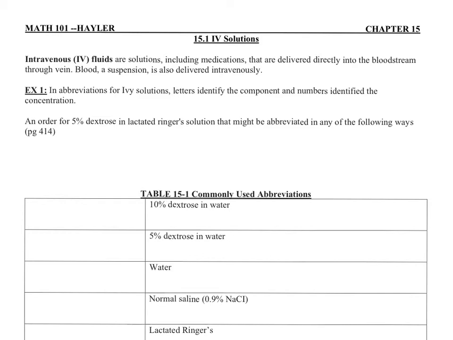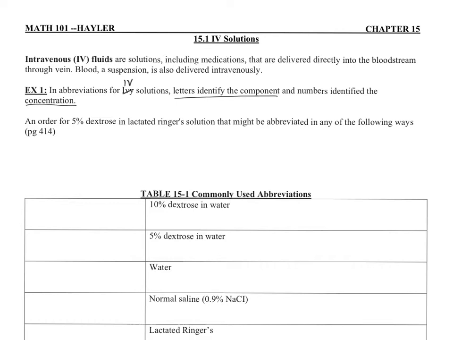Alright, so small error in my notes. I already see two of them. First one, this should be for IV solutions. So in abbreviations for IV solutions, letters identify the component, so what kind of thing it is, and numbers identify the concentration, so how much. Alright, so, first example. 5% dextrose in lactated Ringer solution might be abbreviated in any of the following ways.